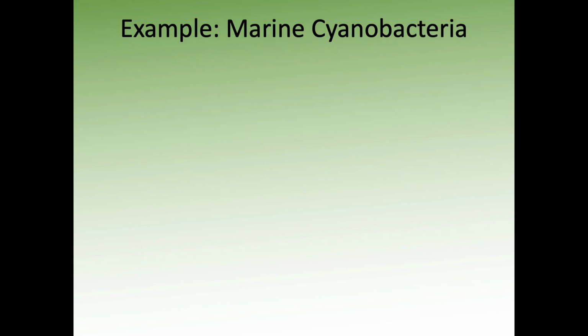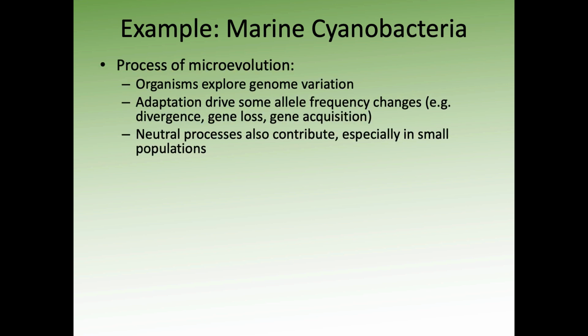To look at an example of how metagenomics and genomics approaches can be used to better understand biological systems, we could look at a system like marine cyanobacteria, and specifically the dominant two genera, Prochlorococcus and Synechococcus, and their distributions to better understand the biology of these systems. So we can look at the basic processes of microevolution with regard to this question, right? We know that organisms explore genomic variation. We know that adaptation will drive allele frequency change, and that neutral processes will also contribute to changes in allele frequency. Given that, we can begin to address some more complicated questions that we might be more interested in.